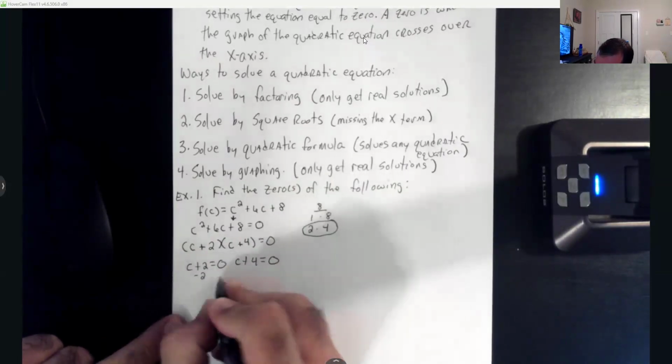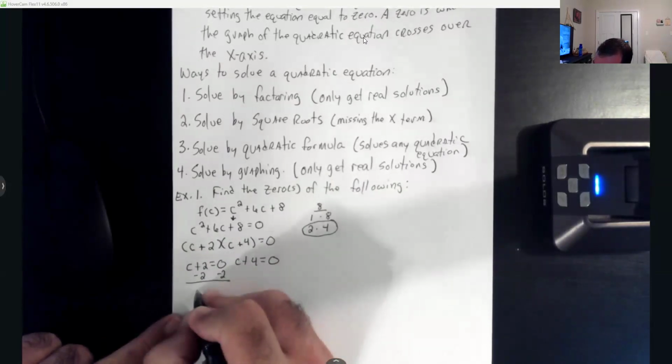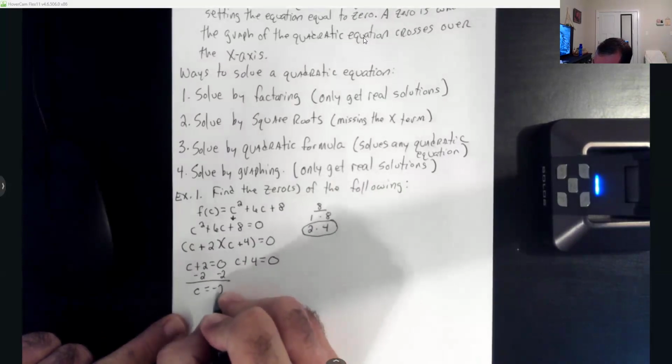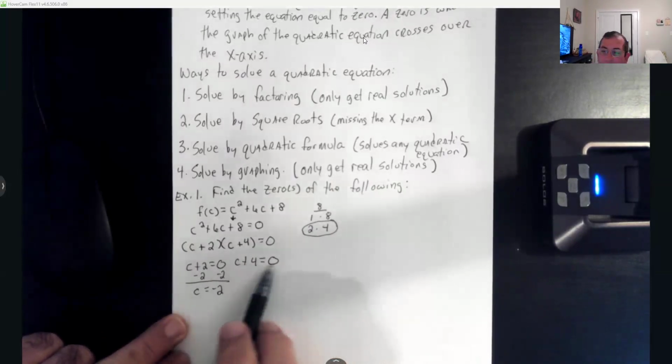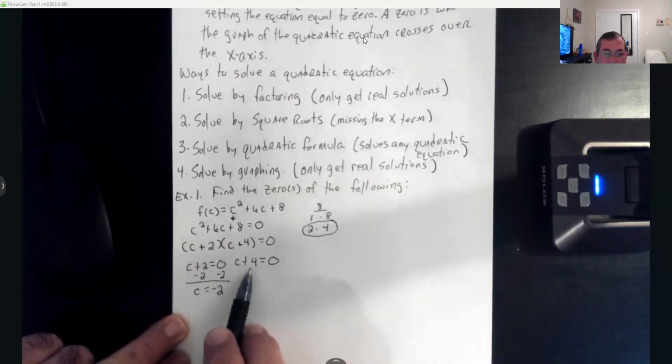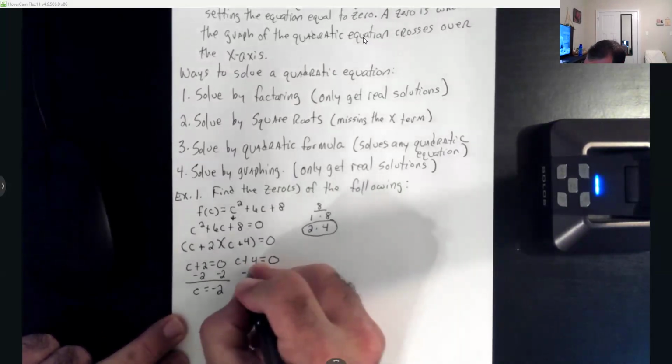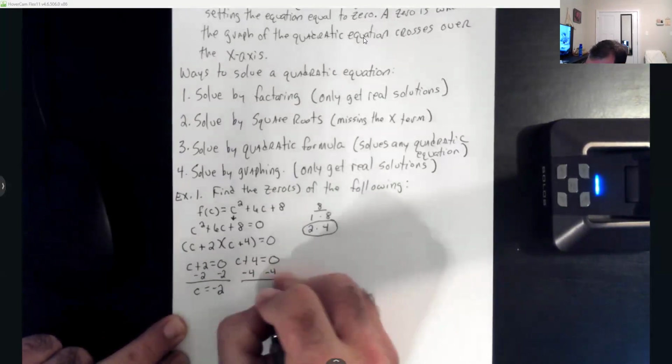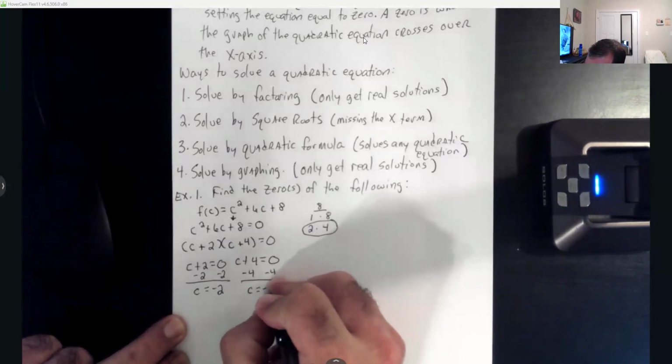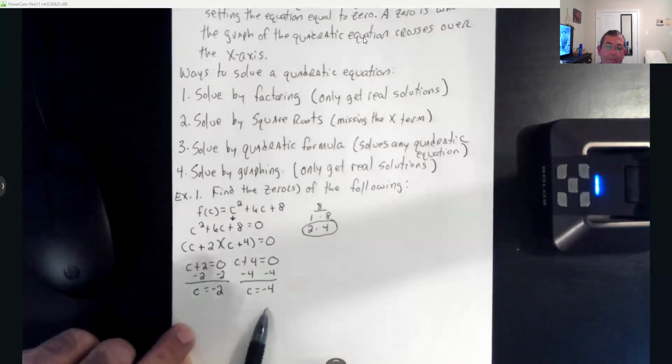And y'all, the first one, I'm just going to subtract 2 from each side, and I get c equals negative 2. And then the second little equation, I'm just going to subtract 4 from both sides. And I get c equals negative 4.